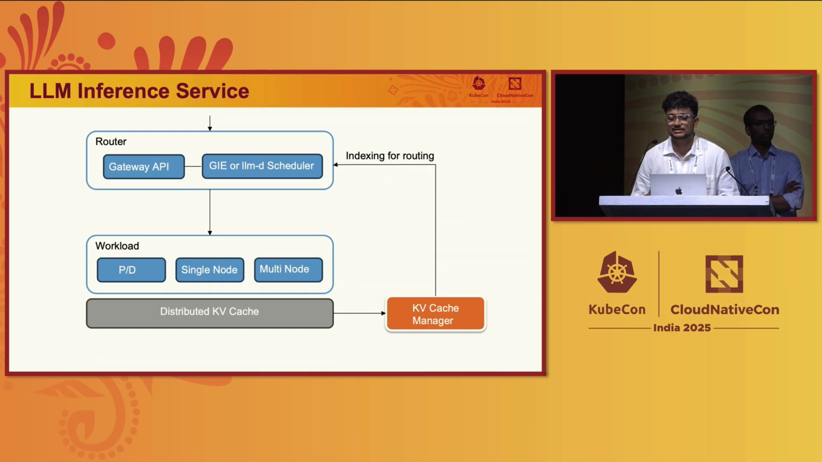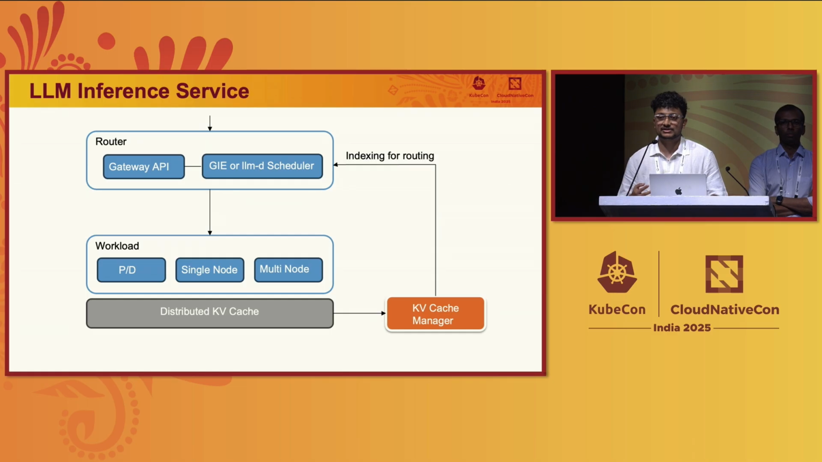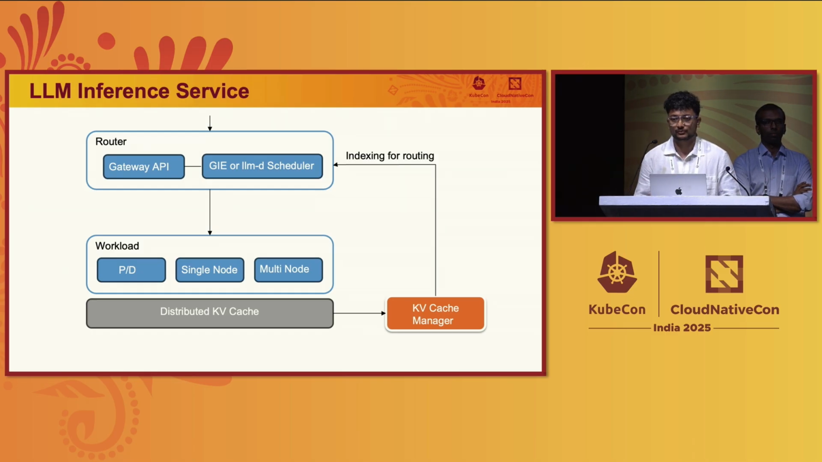And along with this, there's something called the Gateway Inference Extension, or the LLMD, which is the new project in-house. They call it the LLMD scheduler. So what this layer tells is, can I start my routing for one particular workload depending on some parameters which is specific to my use case?